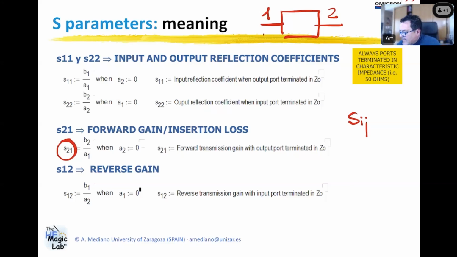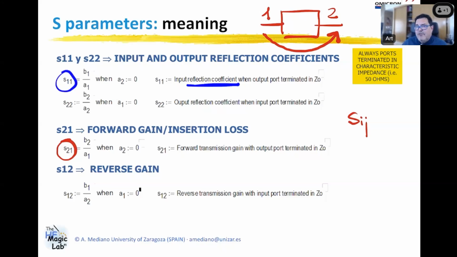The idea is that S21 is giving you the information about how the energy is able to go from 1 to 2. If the network is passive, this energy will experience attenuation. If the network is active, if this is an amplifier, you can have some kind of gain, decibels of gain. S11 is the ratio between the energy that is going to port number 1 and is being reflected. So S11 is the reflection coefficient at the input port.